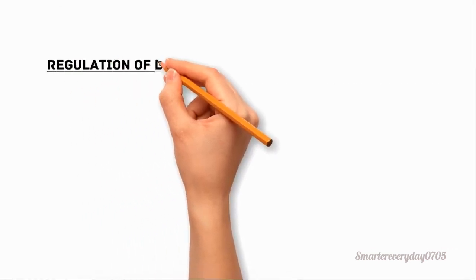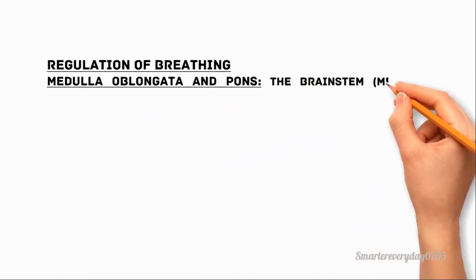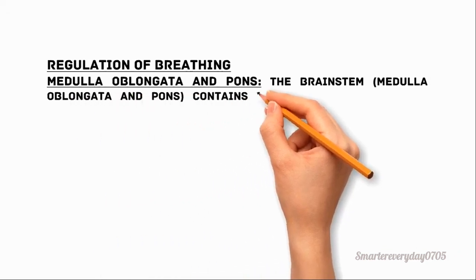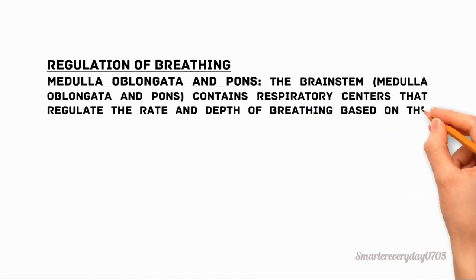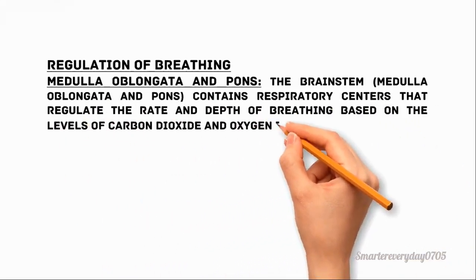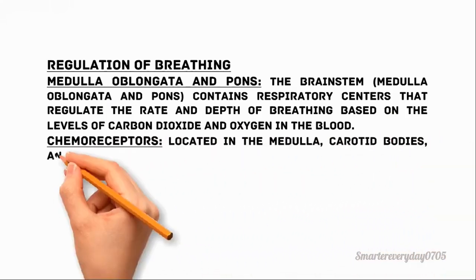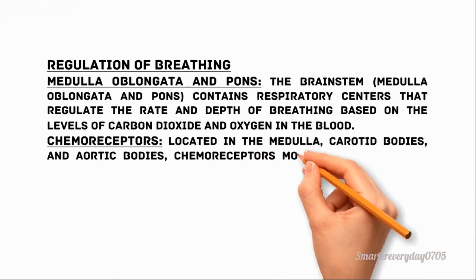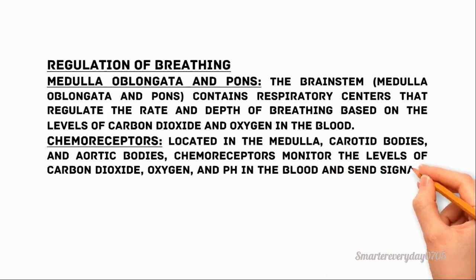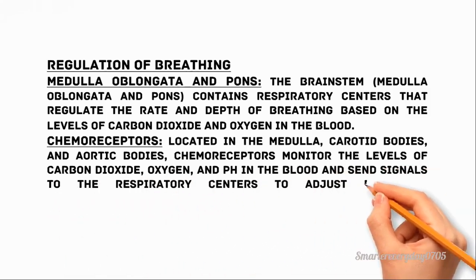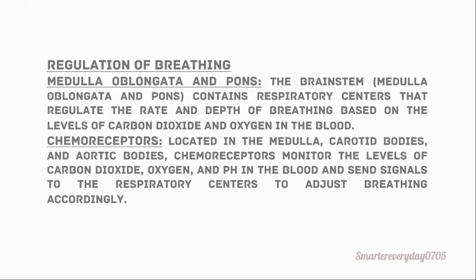Regulation of breathing. Medulla oblongata and pons. The brainstem contains respiratory centers that regulate the rate and depth of breathing based on the levels of carbon dioxide and oxygen in the blood. Chemoreceptors. Located in the medulla, carotid bodies, and aortic bodies, chemoreceptors monitor the levels of carbon dioxide, oxygen, and pH in the blood, and send signals to the respiratory centers to adjust breathing accordingly.